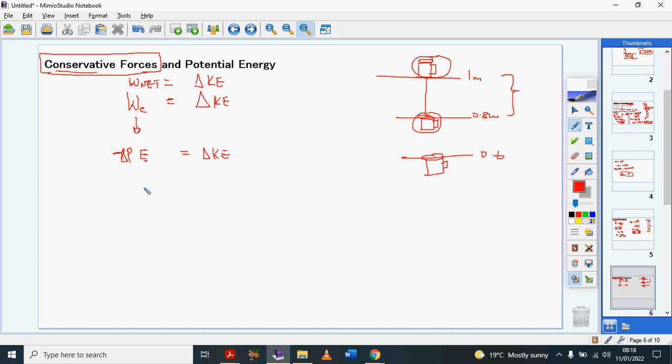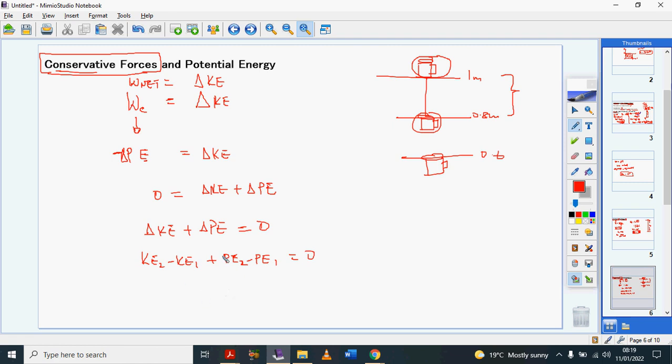So what we have here, if I add potential energy to both sides, I'll have change in kinetic energy plus change in potential energy. What this shows us is that the total energy in a system is always conserved. How? Change in kinetic energy is kinetic energy 2 minus kinetic energy 1, or final minus initial, and change in potential energy is potential energy 2 minus potential energy 1, equals 0.